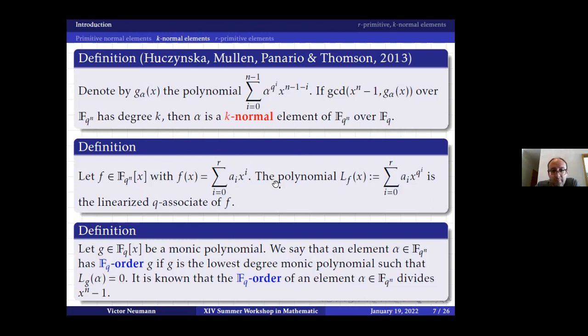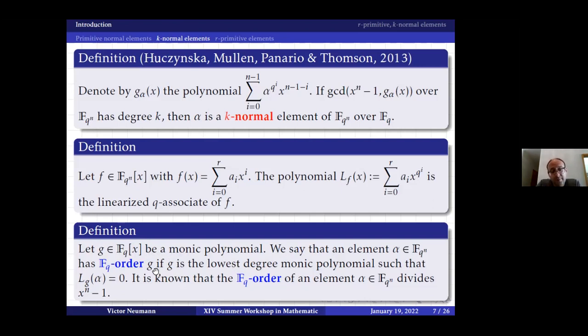For this, we need to define a linearized polynomial. So if we take any polynomial f and we substitute x to the i by x to the q to the i, we get the linearized polynomial of f. And with this definition, we may define the F_q-order of an element alpha of F_q^n. So a polynomial g is the F_q-order of alpha if g is the lowest degree monic polynomial such that the linearized of g applied on alpha is 0.